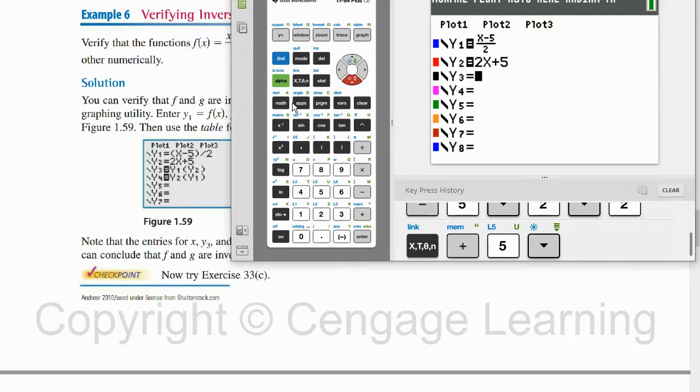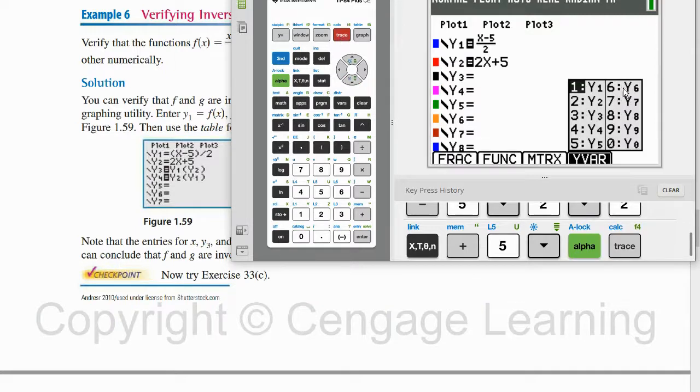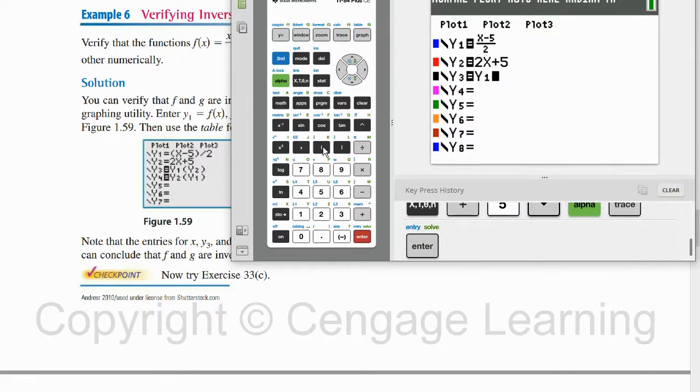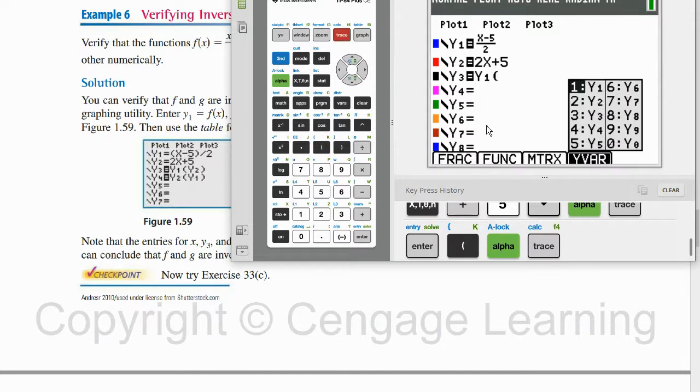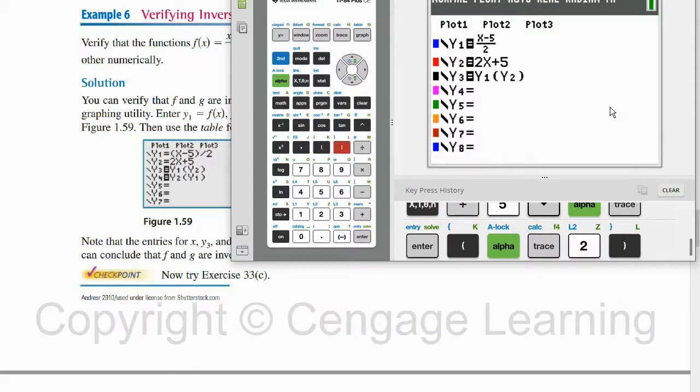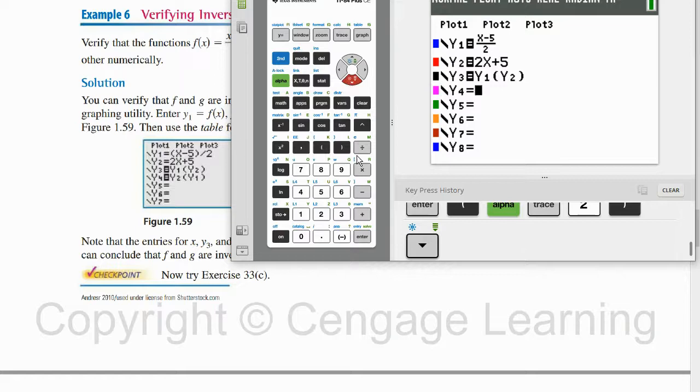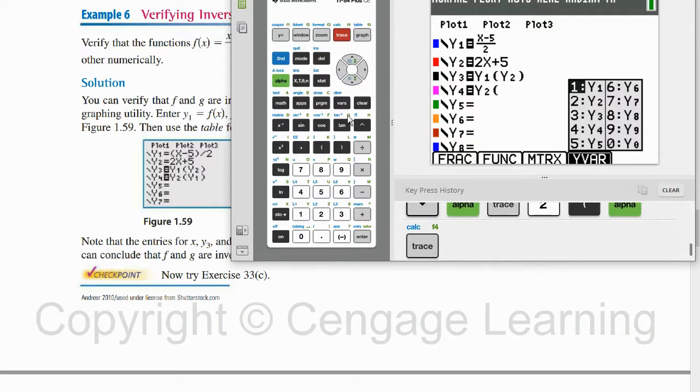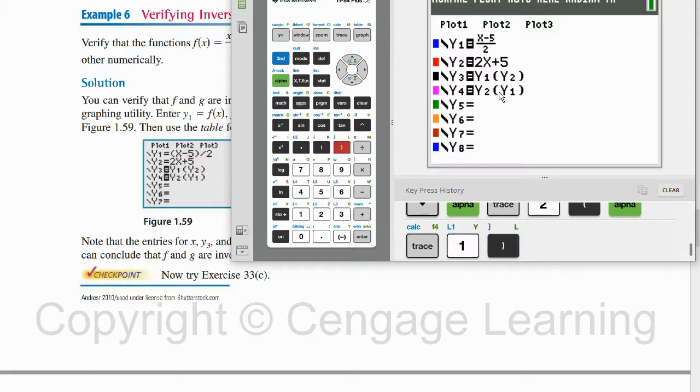All right, to get the Y1 and Y2, I'm in Y3. I can go to alpha trace, and this brings up what's called the Y bars menu. There's my Y1, so hit the number 1 or enter, then parenthesis, and then back to your Y bars, alpha trace, number 2. Notice what this is doing. This is putting Y2 into Y1, so this is doing the composition of functions. Then let's likewise do Y2 of Y1. In Y3 and Y4, what I'm going to basically see is, are these the same?